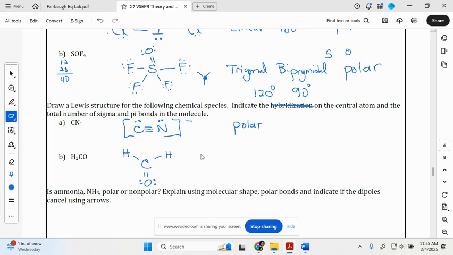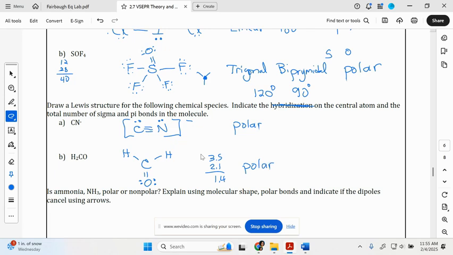Polar, nonpolar. Electronegativity difference between oxygens and hydrogens. Oxygen is 3.5. Hydrogen is 2.1. Yep, this is going to be polar because it's a 1.4 difference. So this is definitely going to be a polar molecule.